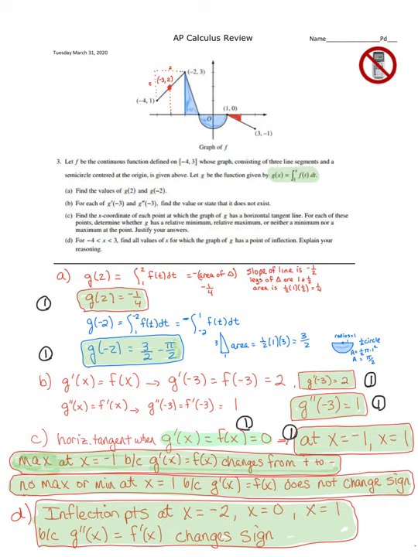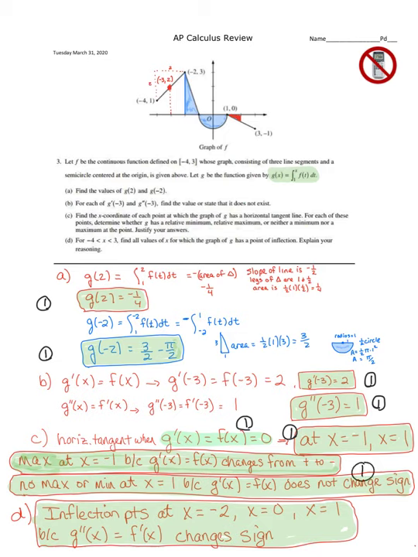The third point is for the justification. So justifying that there's a max at -1 because g prime of x, which is equal to f of x, changes sign from positive to negative. And at +1, there is no max or min at x equals 1 because g prime of x, which equals f of x, does not change sign. And so you will get a point for those justifications.